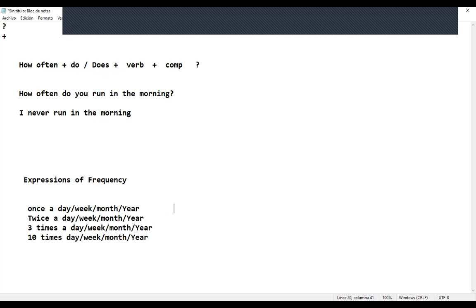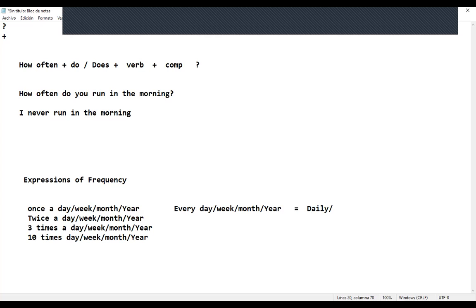Podemos usar otras expresiones usando la palabra every. ¿Ya conocen la palabra every? Por ejemplo, every day, cada día. Every week, every month, every year. Puedo decirlo de otra forma. En vez de decir every day, puedo decir daily.